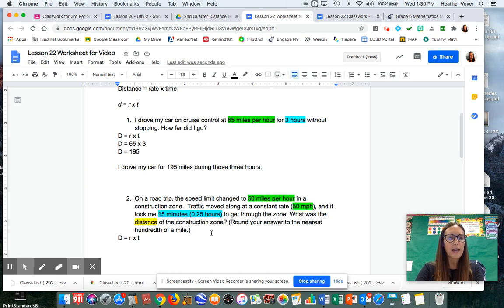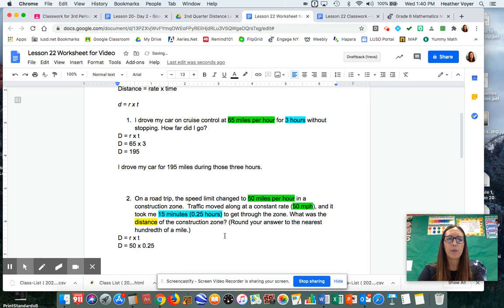So D, again, I don't know what D is because that's what I'm solving for, but I know that the rate was 50 miles per hour. So I'm going to type 50 times, and I know that the time here was 15 minutes, but I'm going to use 25 hundredths of an hour. So 50 times 25 hundredths.